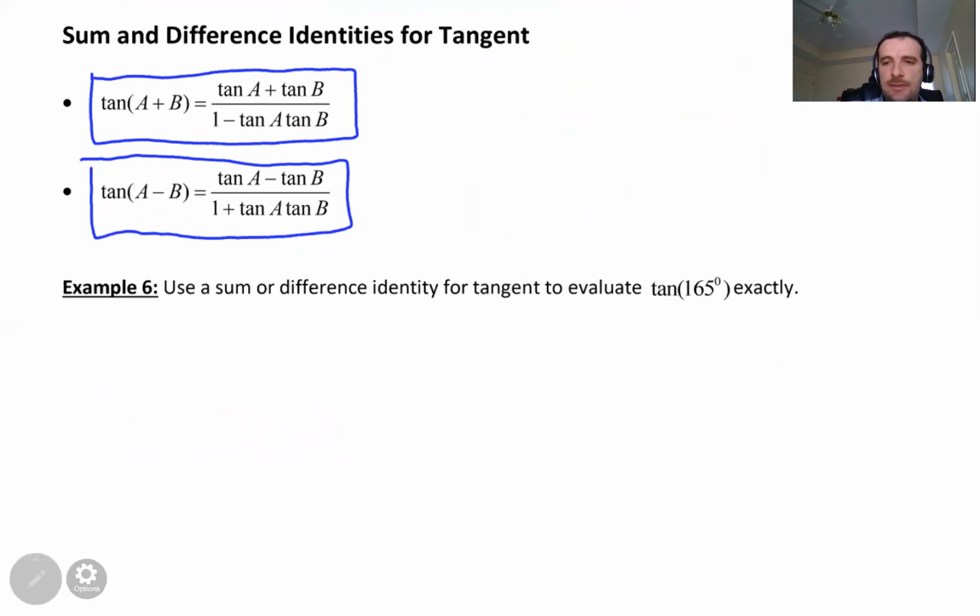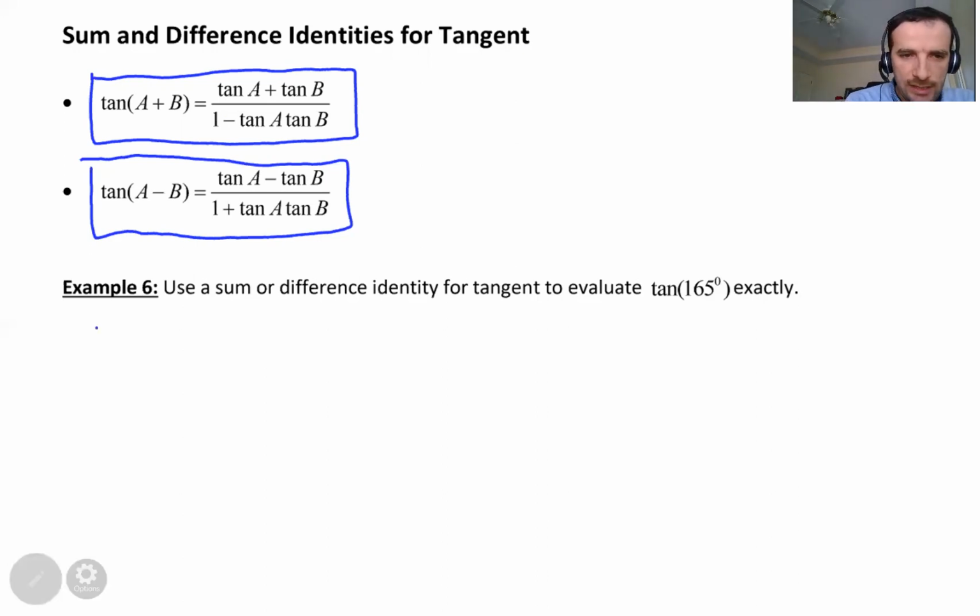All right, these are the identities we need to use. Let's look at this example. Use a sum or difference identity for tangent to evaluate tangent 165. Okay, first of all, 165 is not a special angle, right? I mean, we don't have a special triangle for this angle. So I have to rewrite this as a sum or difference of two special triangle angles. And it's not always easy to see that.